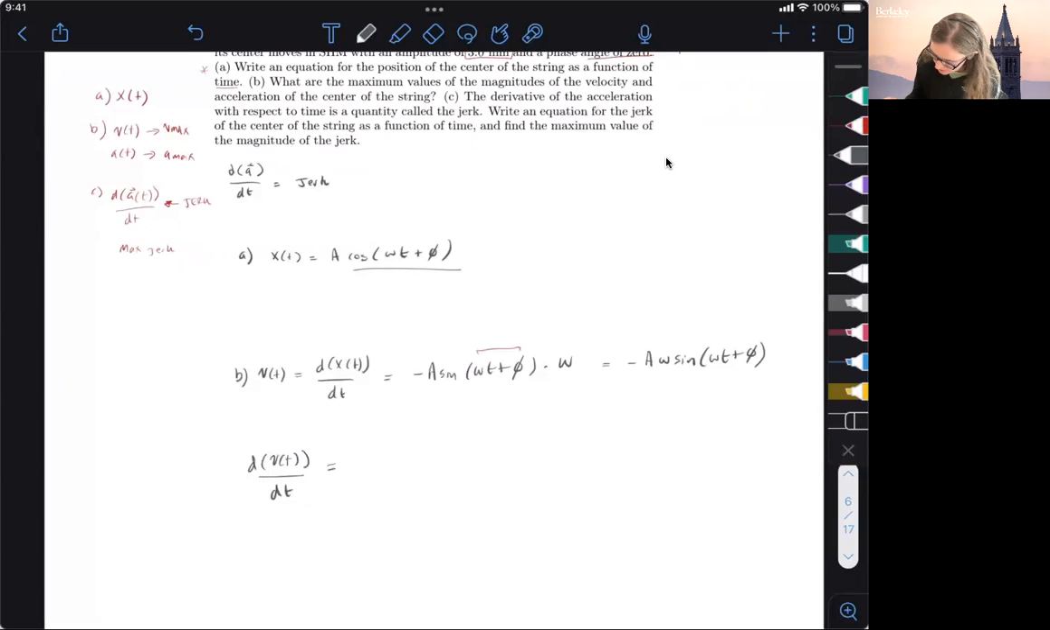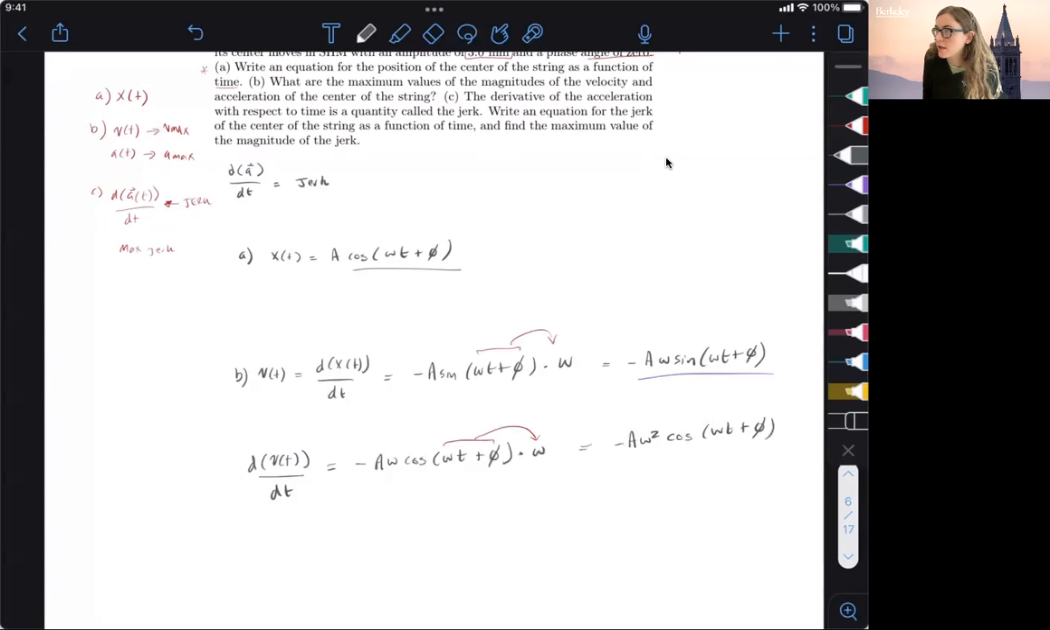So we're going to take the derivative of the expression we just found. What's the derivative of this? With the chain rule again, we're going to have it multiplied by another w, and we're still going to keep that negative. So we end up with negative A w cosine of wt plus phi. Then because of the chain rule, like we saw last time, we multiply by the derivative of this interior part, which gives us another w. And then we end up with negative A w squared cosine of wt plus phi. Okay, cool.